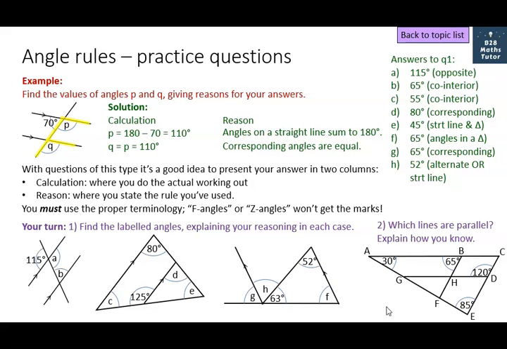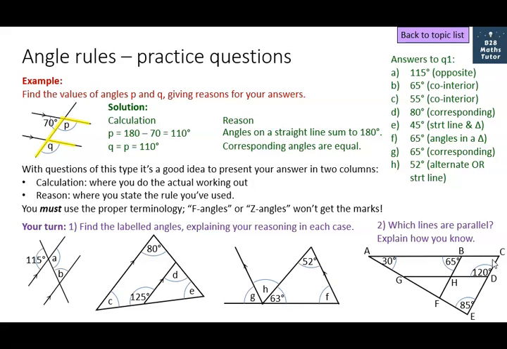Looking at number 2, well, if we start with the big triangle, then if this is 30 degrees and this is 85 degrees, they add up to 115 degrees. And the angles in a triangle add up to 180, don't they? So the third angle in the triangle must be 180 minus the 115. So this must be 65 degrees.